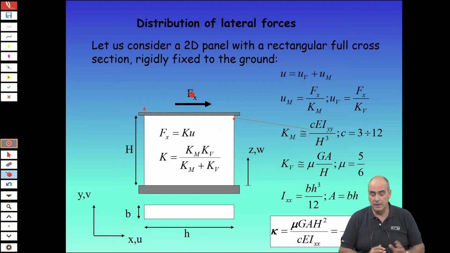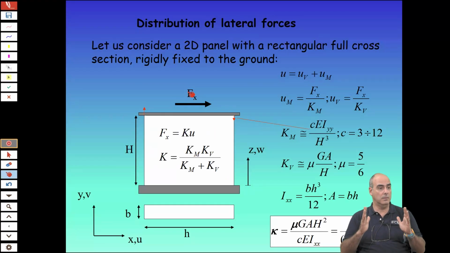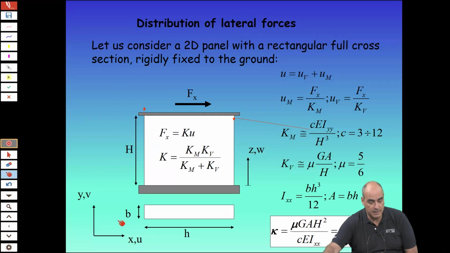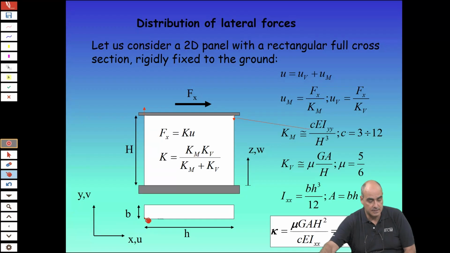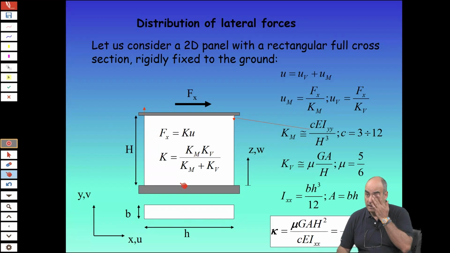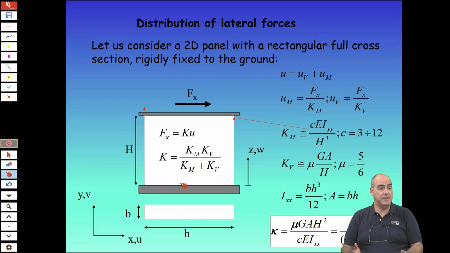So first of all, let's start considering a single wall. You can consider this wall as it's shown here. The wall is generally quite slender. This is the depth of the cross section, this is the width, and this is the height. You have it fixed at the bottom, at the foundation.